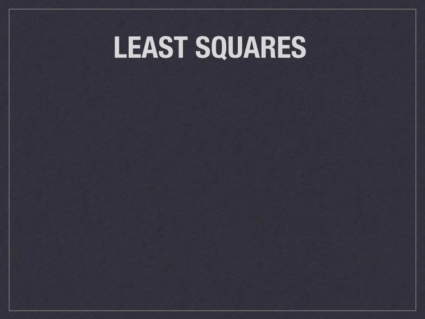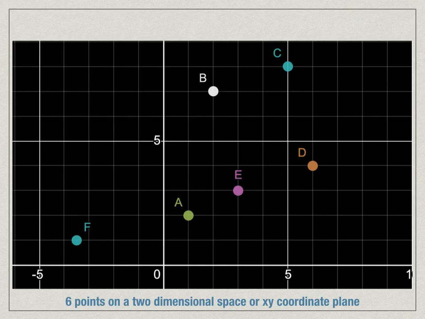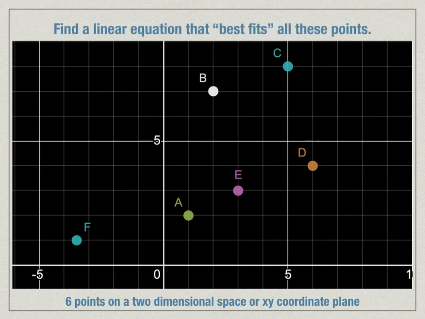Hey everyone, in this video I'll talk about the least squares problem, or linear regression, or the line of best fit. Let's take a look at the 6 points A, B, C, D, E, F on the Cartesian plane. Apparently these 6 points do not form a perfect line, but they do follow a positive linear relationship. The question is, can we find a line that best fits all of these points?